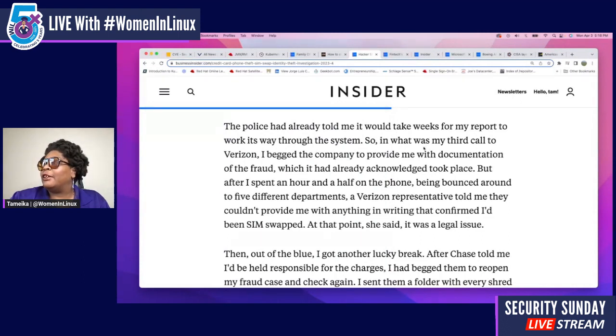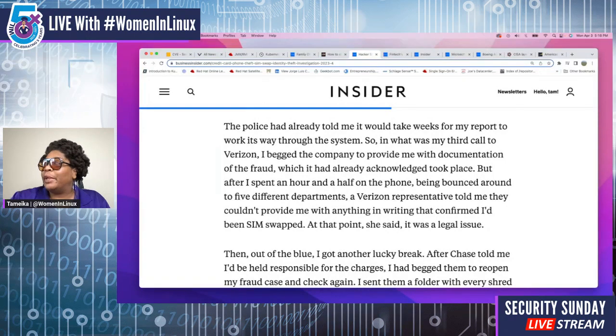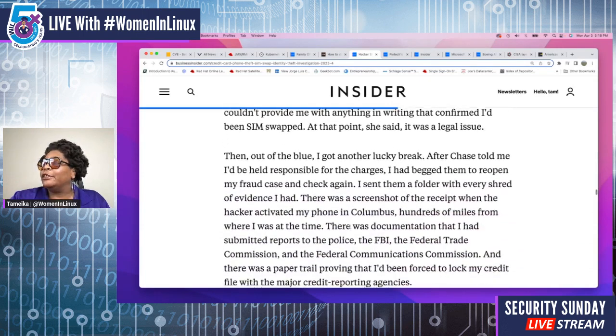So in my third call to Verizon, I begged the company to provide me with documentation of fraud, which it had already acknowledged took place. But after I spent an hour and a half on the phone being bounced around to 5 different departments, a Verizon representative told me they couldn't provide me with anything in writing confirming that I had been SIM swapped. At that point, she said it's a legal issue.